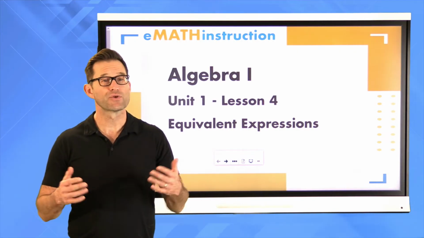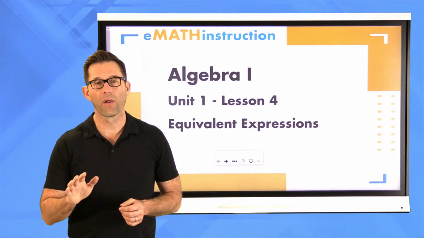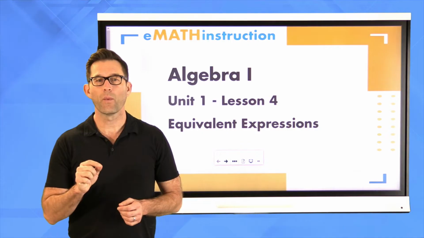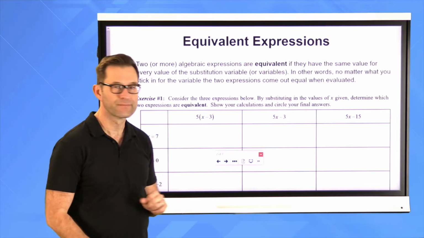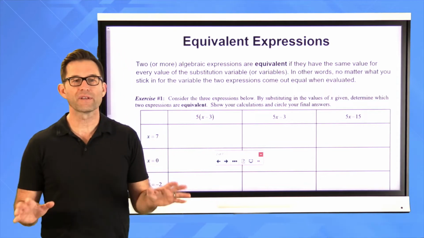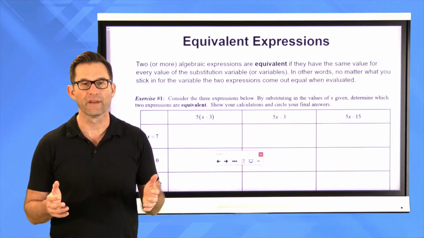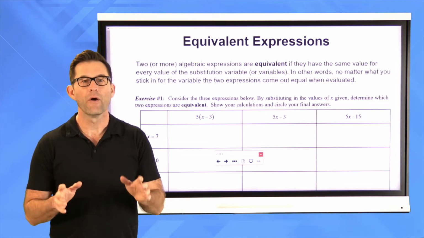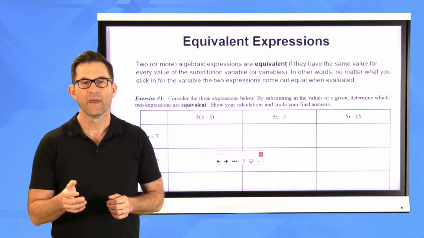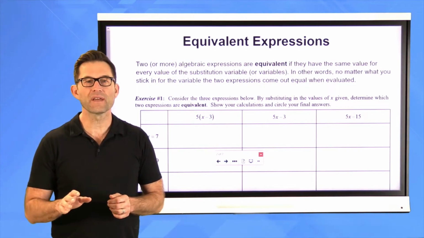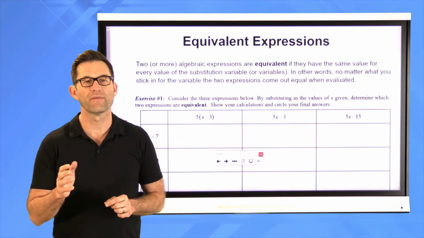Today's lesson, strangely enough, is one of the most important basic lessons in all of algebra. So let's right away get into what equivalent expressions are. Two or more algebraic expressions are equivalent if they have the same value for every value of the substitution variable or variables. In other words, no matter what you stick in for the variable, the two expressions come out to be equal when they're evaluated.